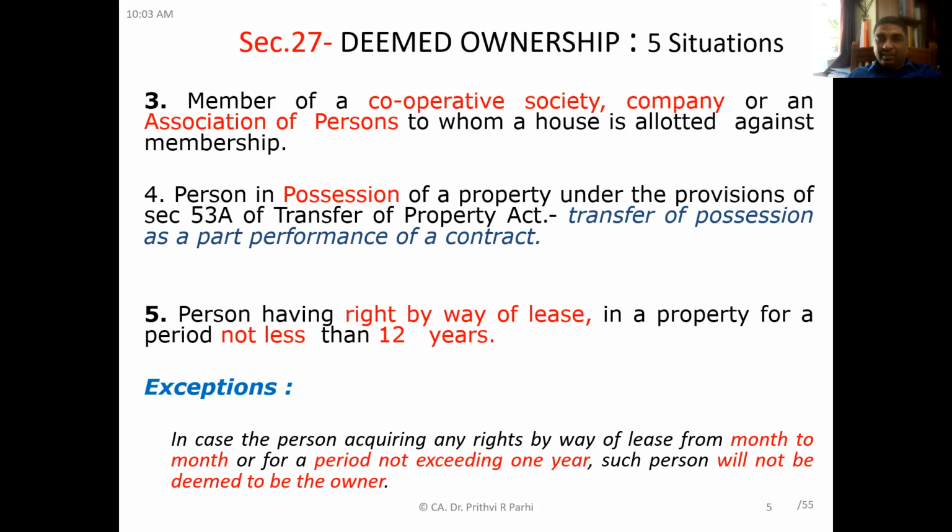In this situation, the person in possession of the property under the provisions of 53A of TPA shall be considered as the deemed owner of the house. He may not be the legal owner, but the property is under his possession. And how is he possessing? He is possessing as a performance of a contract. There is a contract between two people, and as a part of his contract performance, he is possessing this. He will be treated as the owner of the house.